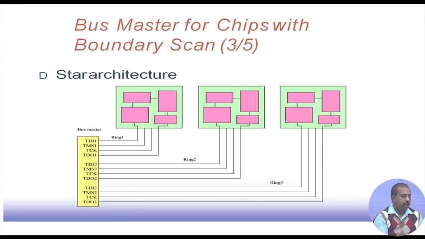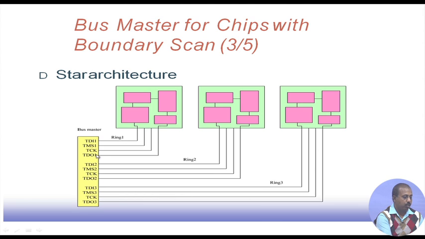We can also have a star type of architecture, where we have one bus master but several such rings. These chips are in one ring, these in another ring, and these in another ring. So, we have 3 different rings. In a particular ring we have TDI 1, test data input 1, and test data output 1, forming the boundary scan for the first few chips. For the second module, I have TDI 2 and TDO 2 forming that chain, and the third one TDI 3 and TDO 3 forming the chain.